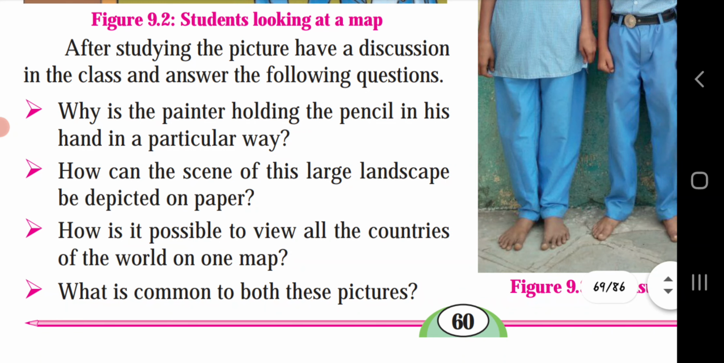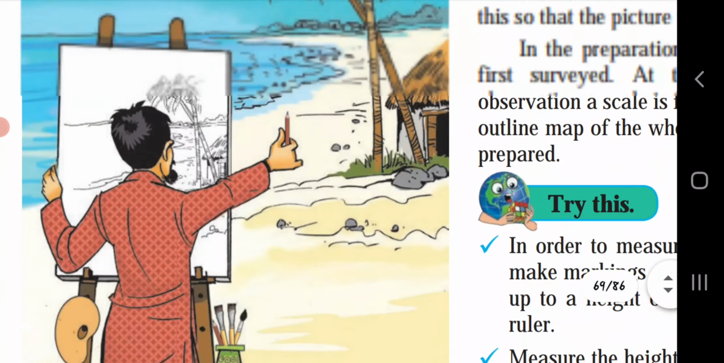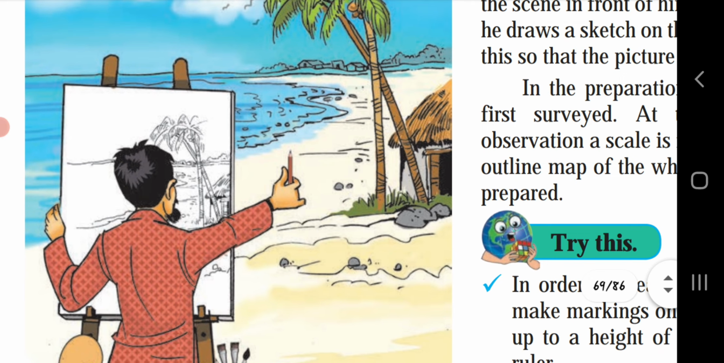Why is the painter holding the pencil in his hand in a particular way? If you see the diagram, you can come to know that the painter is trying to take an approximate scale of the scene in front of him with the help of the pencil. It is for this reason that he is holding the pencil in his hand in a particular way.